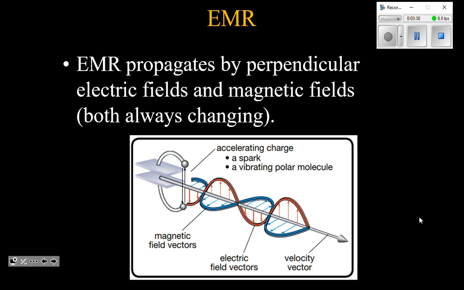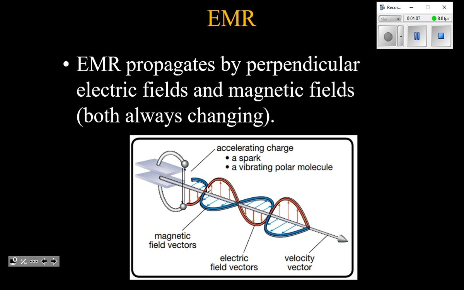So EMR propagates by perpendicular electric fields and magnetic fields, with both changing. So here you have a device called a spark gap, and it shoots electrons back and forth, back and forth. Those accelerating charges start out from rest, they speed up, and then they hit the other side, and then they speed up again and hit the other side. Those accelerating charges produce a spark, and they produce a vibrating polar molecule, but that will also produce a changing magnetic field. And the changing magnetic field here is shown in blue.